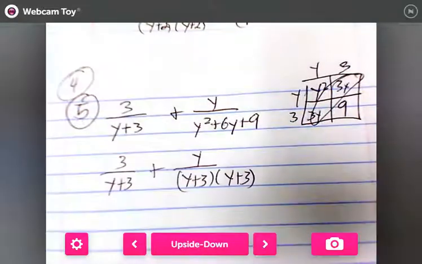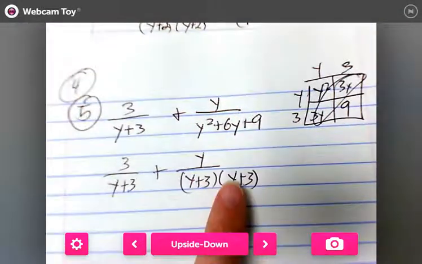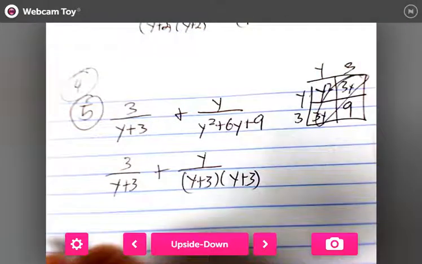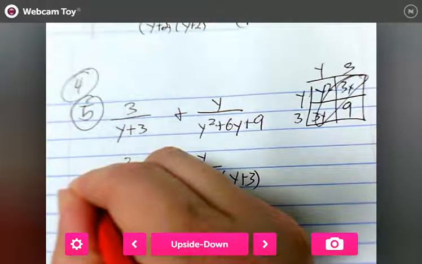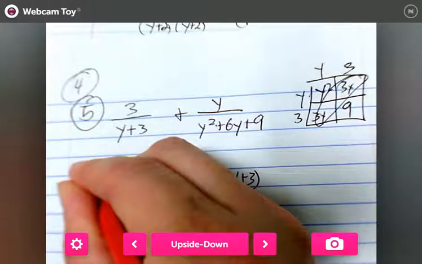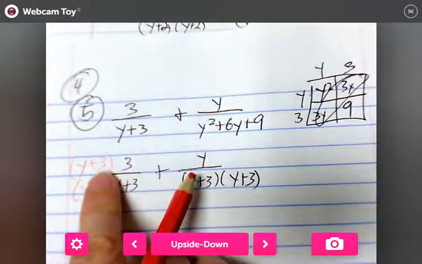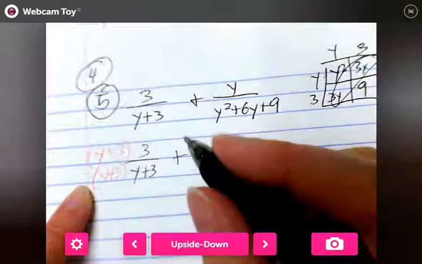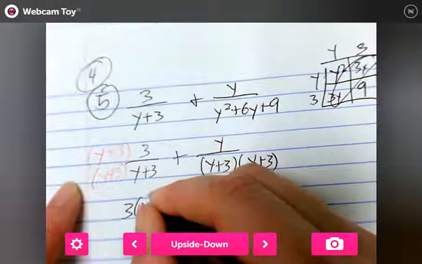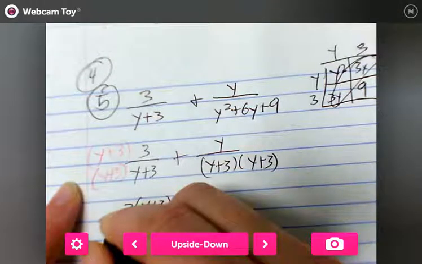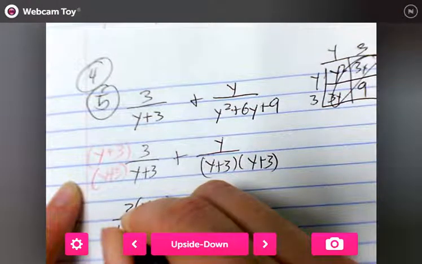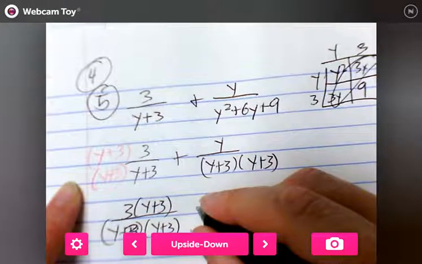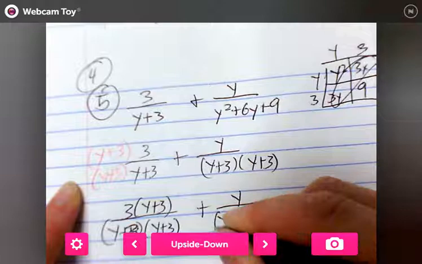Okay, now, what does this bottom one have that I need to get to this one? I need another y plus 3. So I'm going to multiply the top and bottom by y plus 3. I'm trying to do them in a different color so you guys can kind of see what I'm multiplying it by. Okay? So I get 3 times y plus 3 over y plus 3 times y plus 3 plus y over y plus 3 times y plus 3.